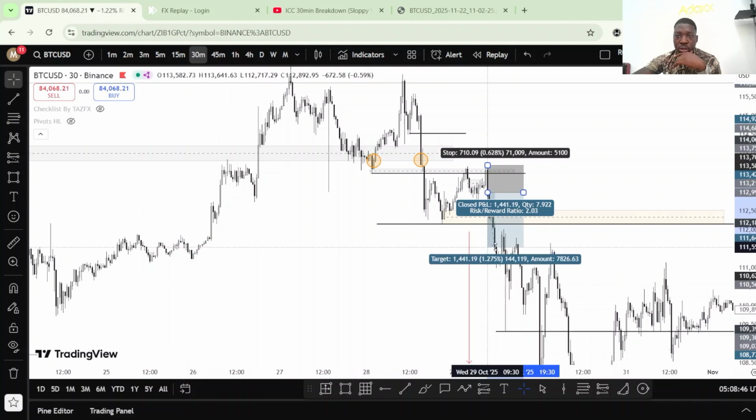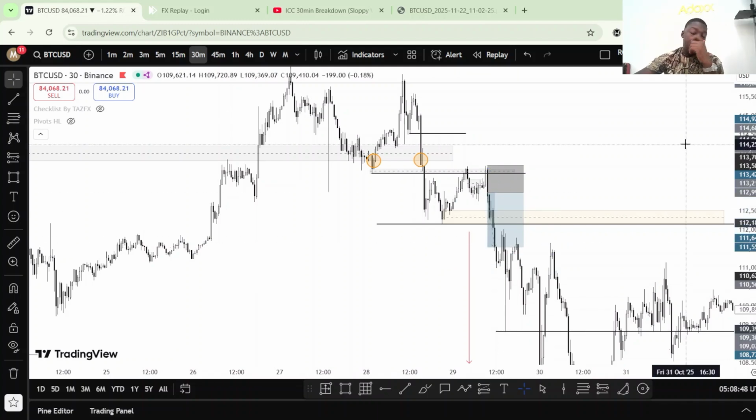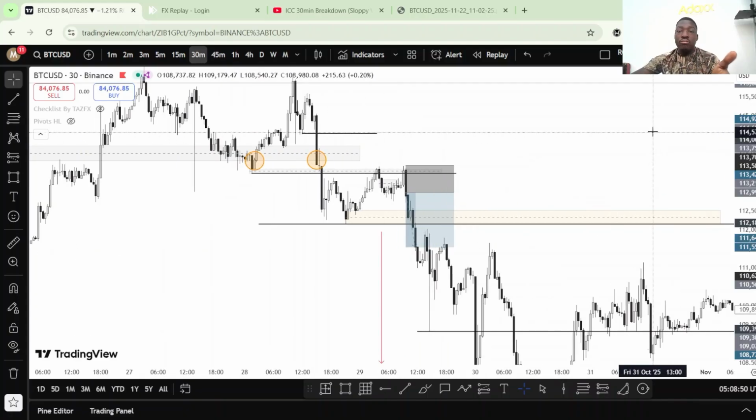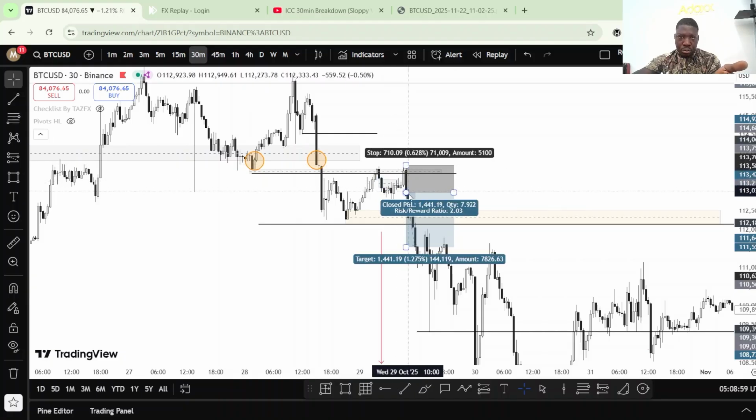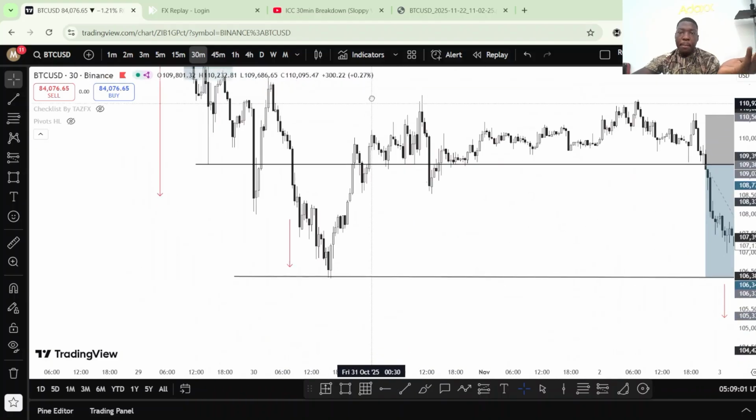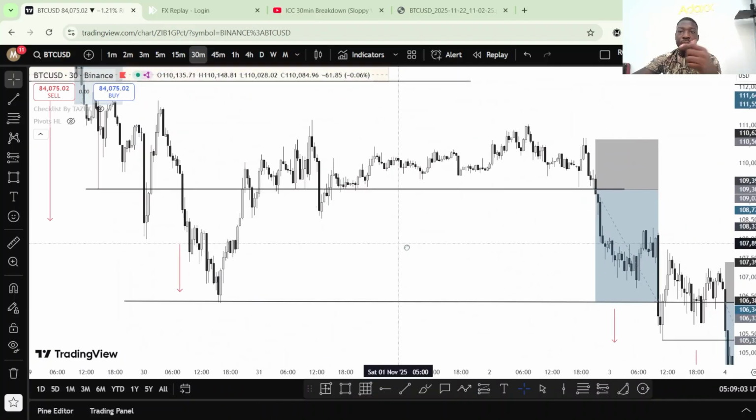We can almost always guarantee a 2RR with ICC. I'm not going to lie to you. Very clean setup right here. Indication, correction, 30-minute continuation, retrace, and a proper continuation. Boom, enter. Clean. Literally so clean.